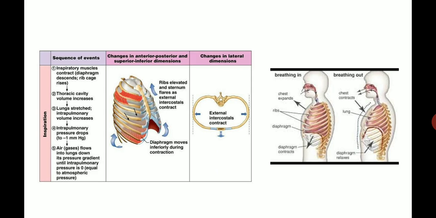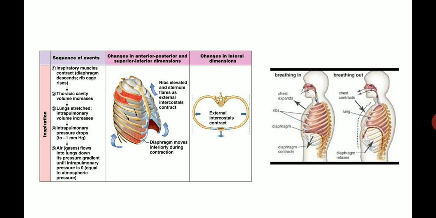Now let us understand the process of inspiration or inhalation. Inspiration or inhalation is a result of an increase in the size of the thoracic cavity, and this increase is due to the combined action of the ribs and the diaphragm. The ribs are moved upward and outward due to contraction of the external intercostal muscles stretched between them, thus enlarging the chest cavity all around.